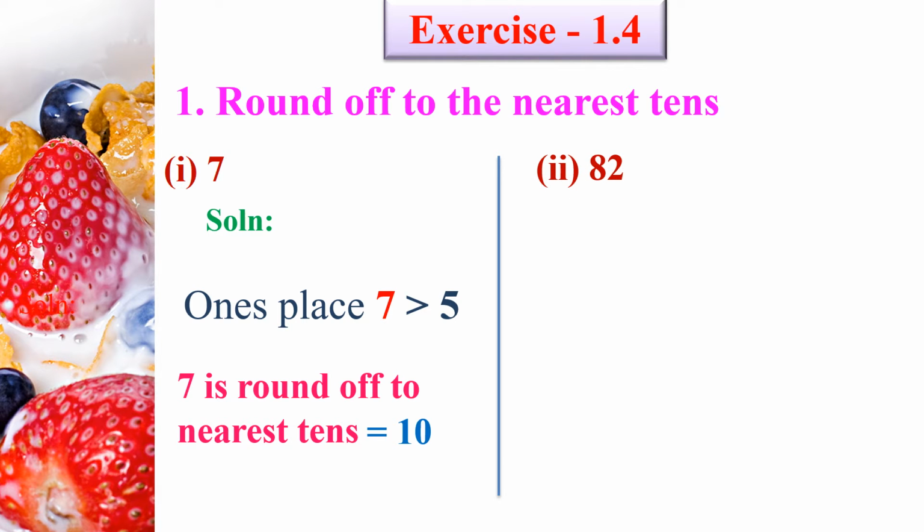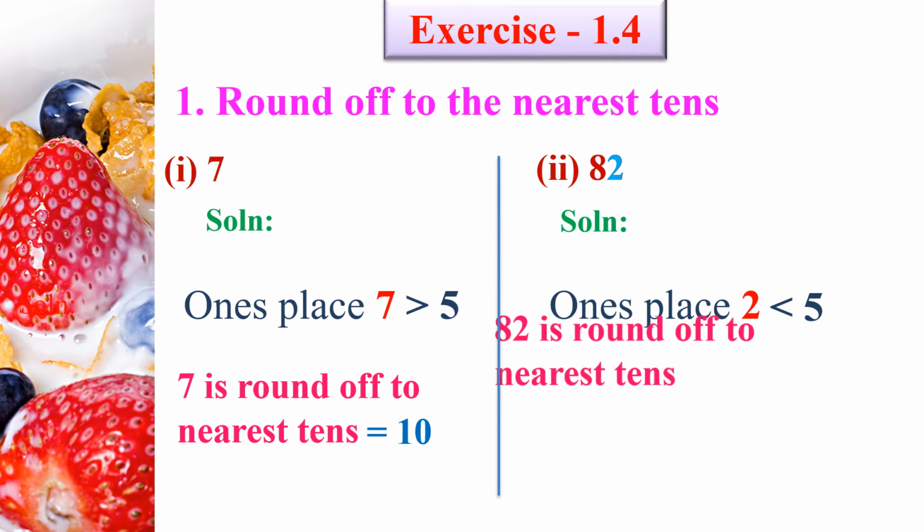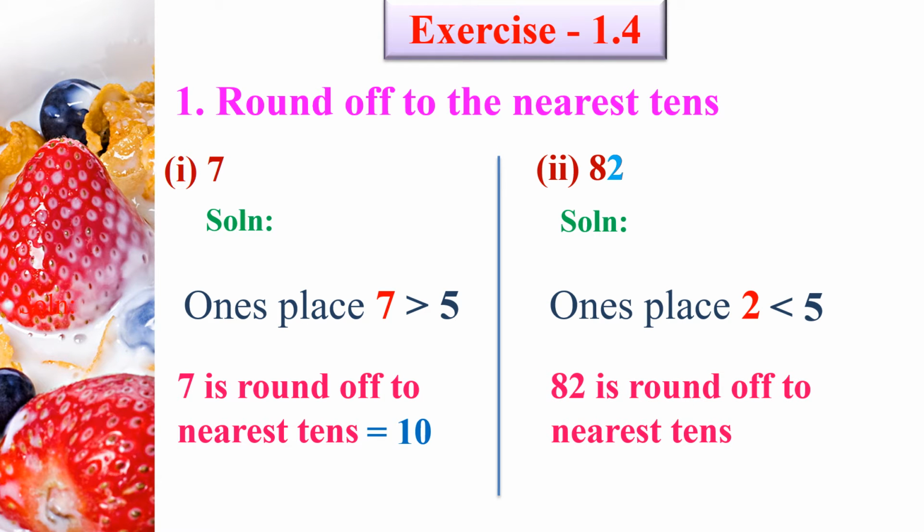82. Here take one's digit, isn't it? Yes, one's place, that is 2. When you compare with 5, 2 is less than 5. That means replace one's digit as 0. So we'll get 80.